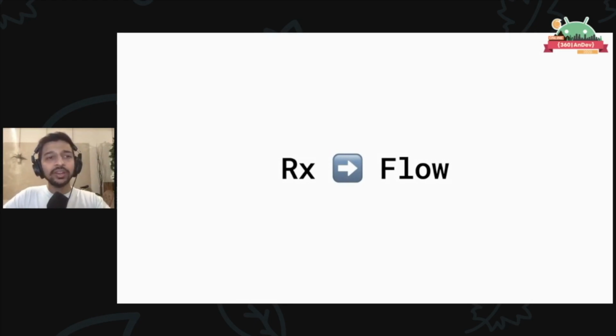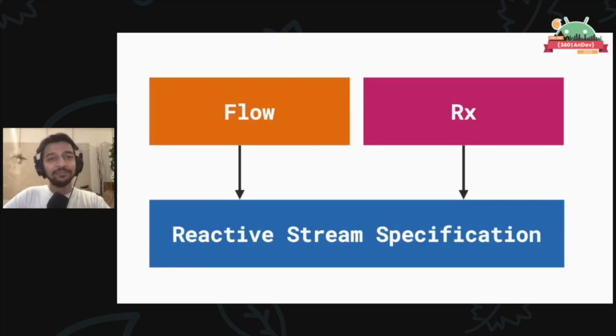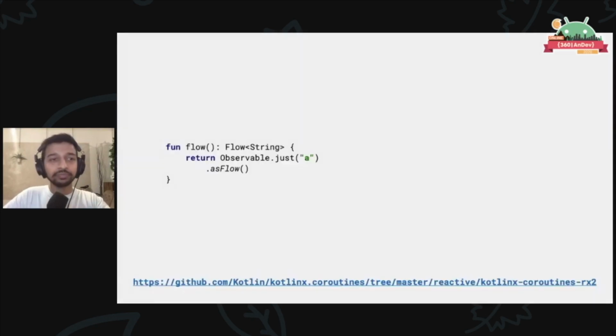So let's also look at how you can migrate from Rx to Flow. The goal here is not to tell you to go next moment and migrate your code to Flow. I mean, that would be great for your own projects, obviously. Okay, but Flow and Rx follow the same reactive stream specification. So in theory, it's very easy to convert data streams from Rx to Flow and the reverse.